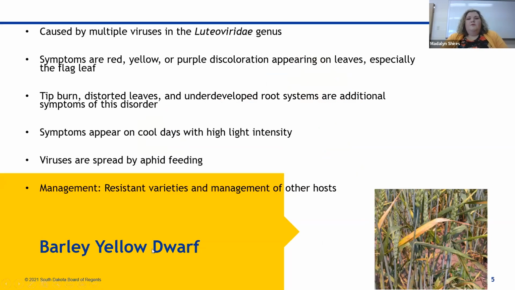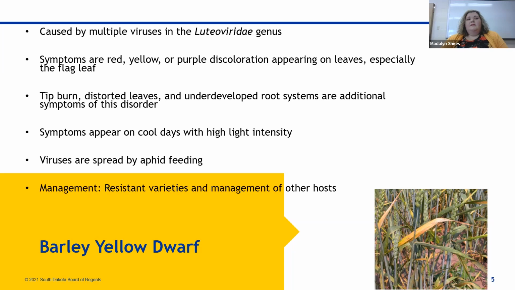Moving into a couple of wheat viruses, because we do see those pop up from time to time here in South Dakota. Barley yellow dwarf is a disease that's caused by multiple viruses in the Luteoviridae genus. The symptoms are red, yellow, or purple discoloration appearing on leaves, especially the flag leaf, and you can see that right here in this picture. You may also see tip burn, distorted leaves, and underdeveloped root systems.